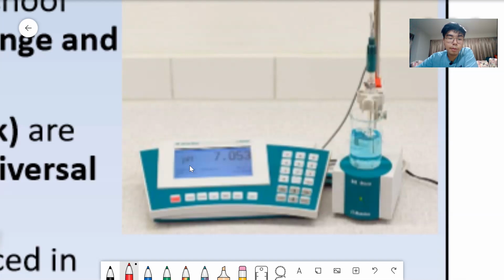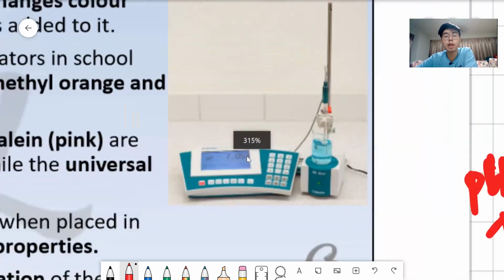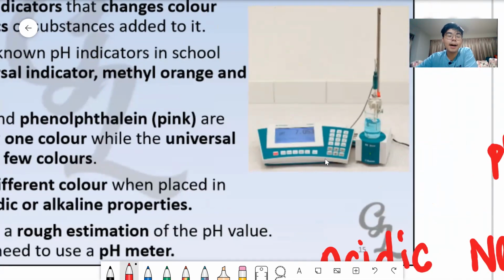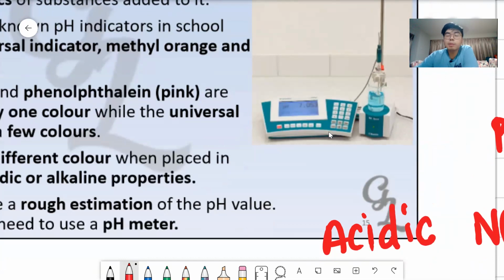So this one we know, pH 7.053. So that means this one is almost neutral. All right, almost neutral. So it will show you very specific, pH 7.053. But this light blue liquid, if you test with the universal indicator, you will get green. If you test with the litmus paper, you will not get any changes. Because you can only know that it is neutral, but you don't know how neutral.